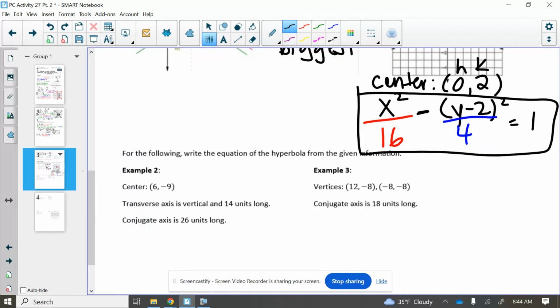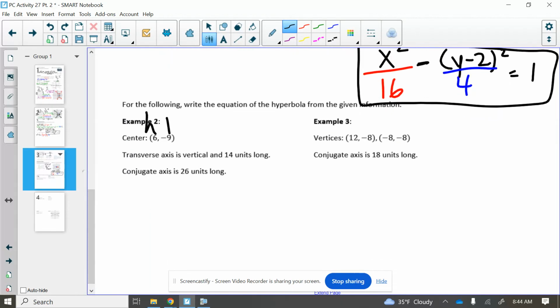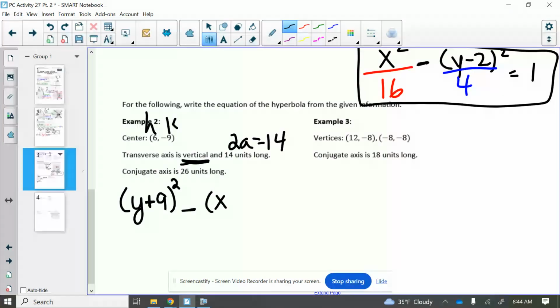The next one does not give us a picture. It does, however, tell us our h and our k value, and they're telling us that our transverse axis, aka parameter a, is 14 units long, so that's 2a actually. And if it's vertical, that's important because that's going to tell us that our y values are going to come first this time. So y minus k, aka plus 9, x minus h, and then if 2a is 14, a is going to just be 7.